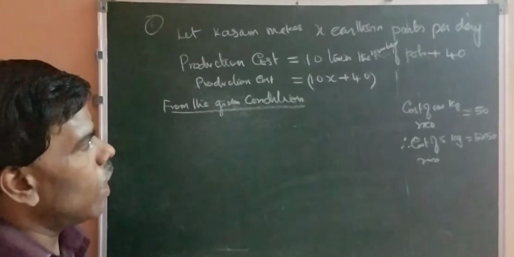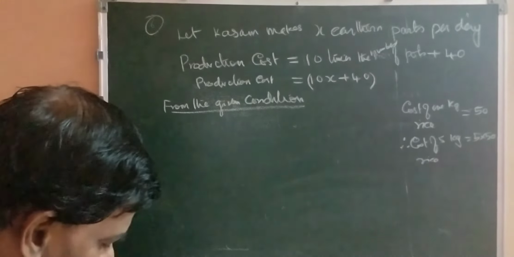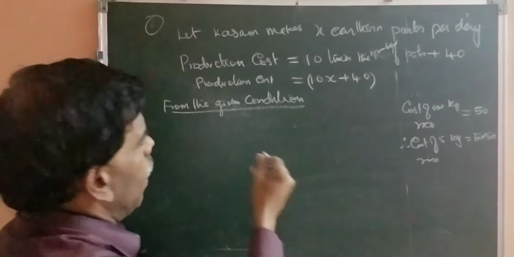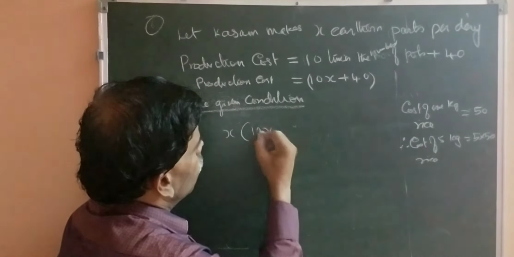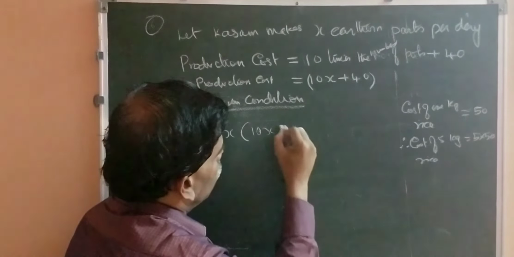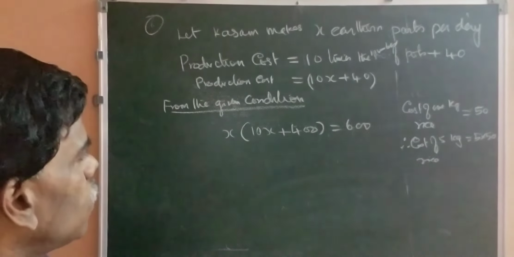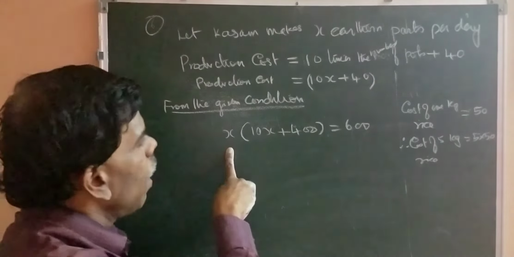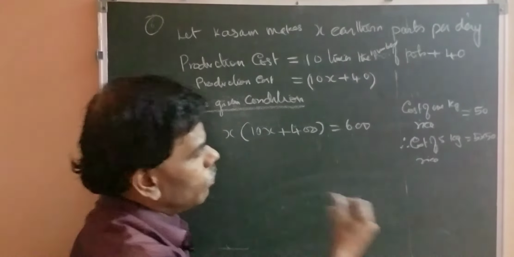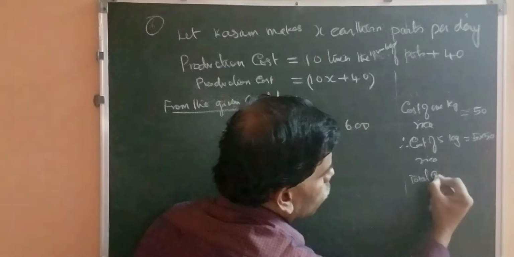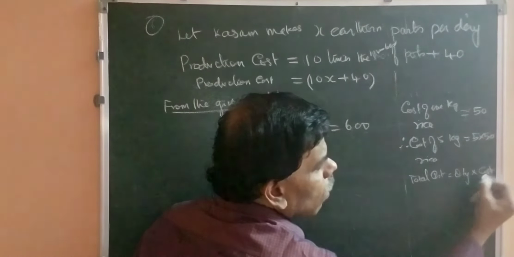Okay. So here also, what do they say? Now how many pots is he making? X. What is the cost of each pot? 10x plus 40. So how much does he have to spend? 600 rupees. See, the number of pots is x and each pot costs this. Therefore, total cost equals quantity into cost of each.